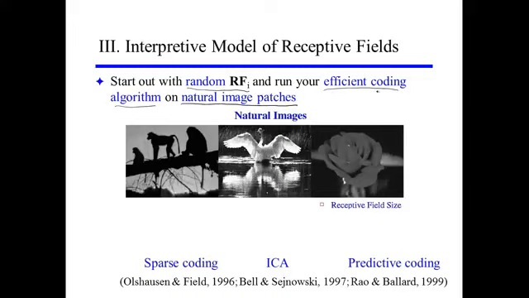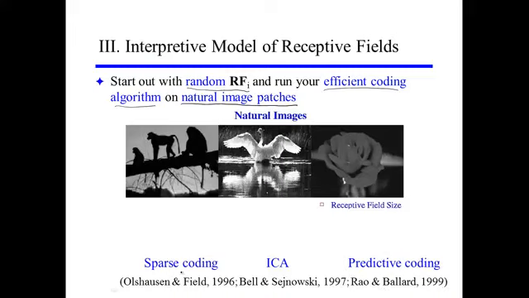So what is the efficient coding algorithm? Well, there are several different kinds. So one is called sparse coding, and this was suggested by Olshausen and Field. Another one is independent component analysis, and this is suggested by Bell and Sejnowski. And then another algorithm called predictive coding was suggested by myself and Dana Ballard. This was back when I was a graduate student. I think I'm giving away my age now, but that's okay.